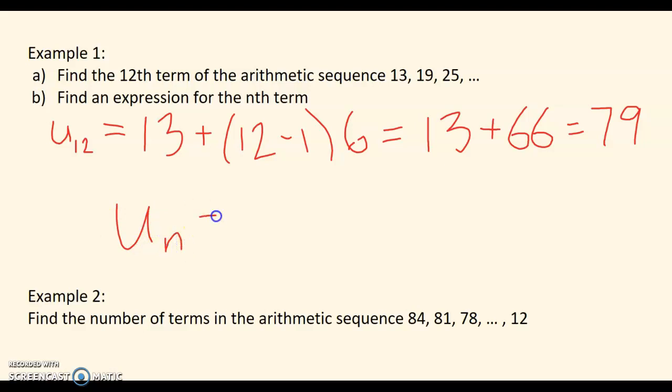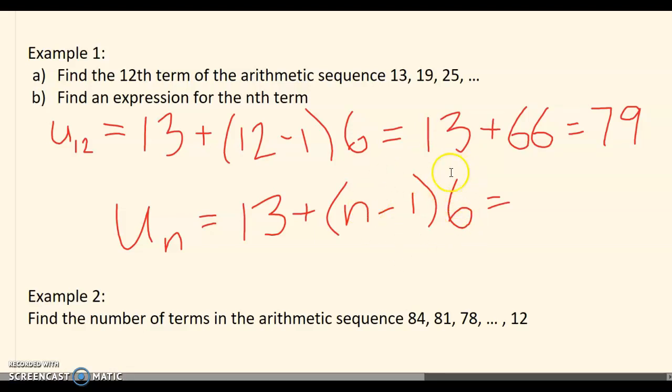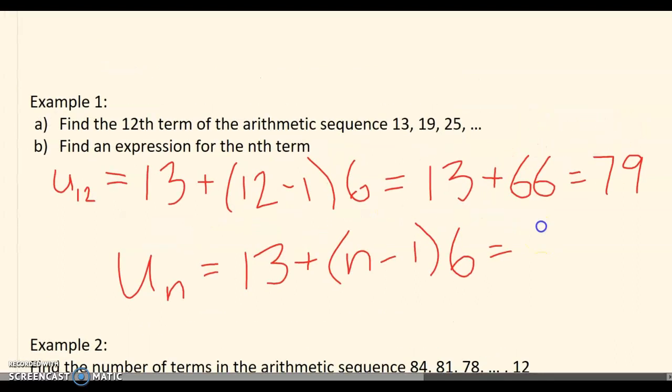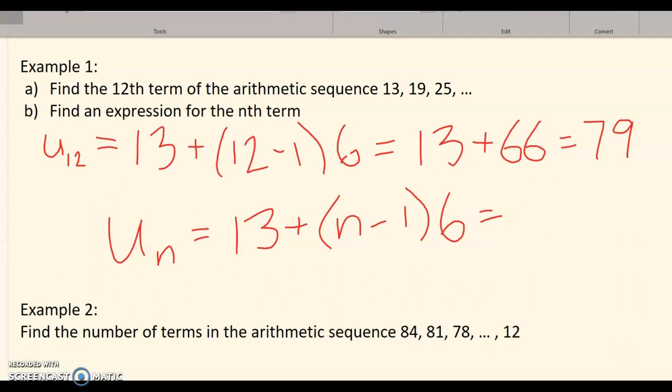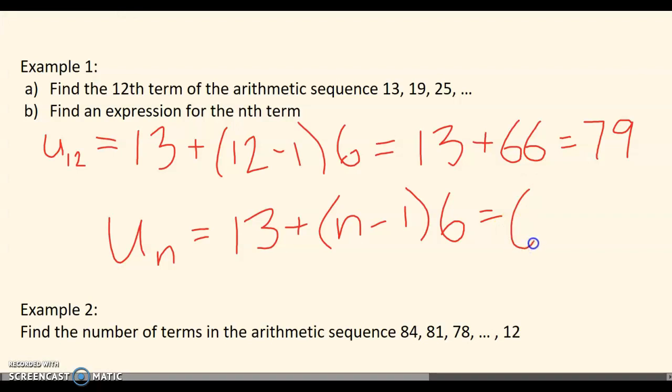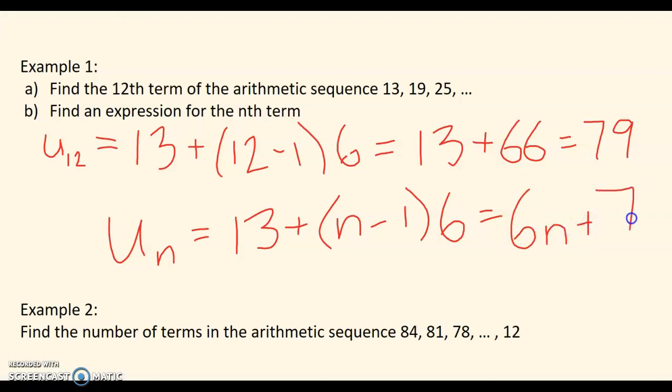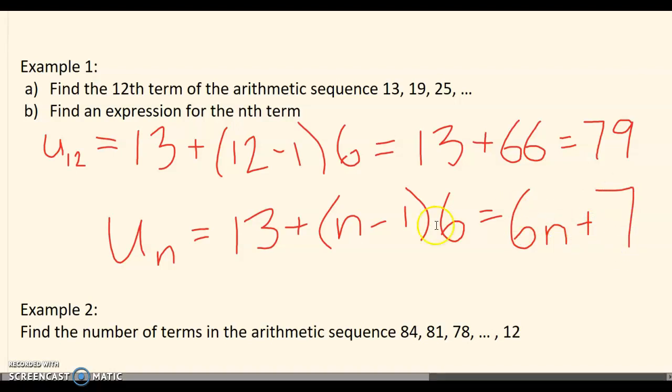Then an expression for the nth term would just be even easier. It's just u sub n equals first term plus n minus 1 times 6. And if we wanted to simplify that by distributing the 6, you would get 6n, and then 13 minus 6. So 6n plus 7. There you go.